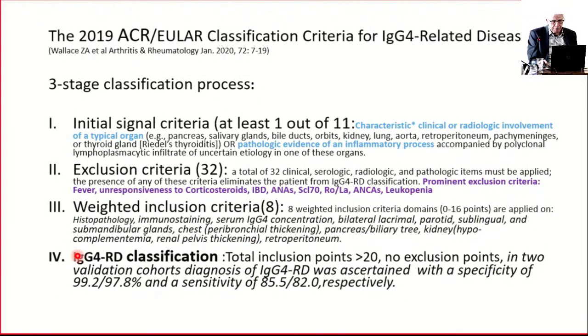Now, there have been 2 cohorts of patients included, one cohort in the United States and one in Europe, and it came out that a total inclusion point number above 20 and no exclusion point was very effective in these 2 cohorts. So with a specificity of 99 and 97.8% and a sensitivity of 85.5 and 82% respectively, the diagnosis could actually be established. This is a very strong argument that this disease exists independent of the country where it is discovered, or also independent of the physicians.